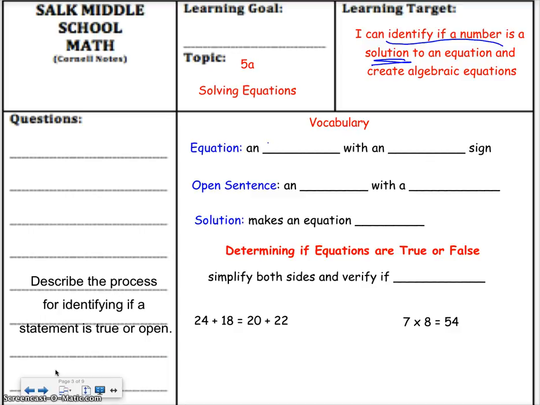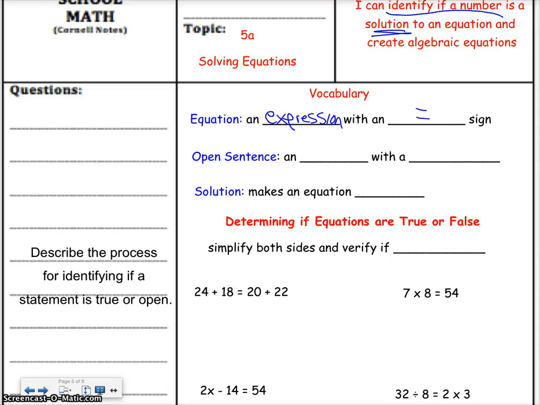So an equation is an expression with an equal sign. So during Unit 4, we were dealing with just expressions, being able to combine like terms and stuff. Unit 5, we're throwing an equal sign in there, and that's the definition of an equation.